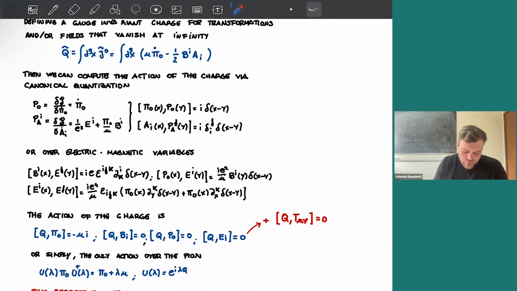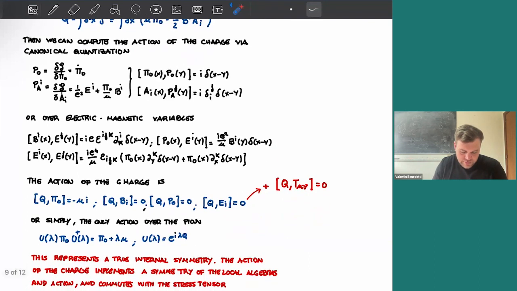What is interesting is that when we go to a picture of electric and magnetic fields, the electric fields do not commute with each other, and the electric field does not commute with the momenta of the scalar field. This is essentially because the theory is interacting and indeed not free.